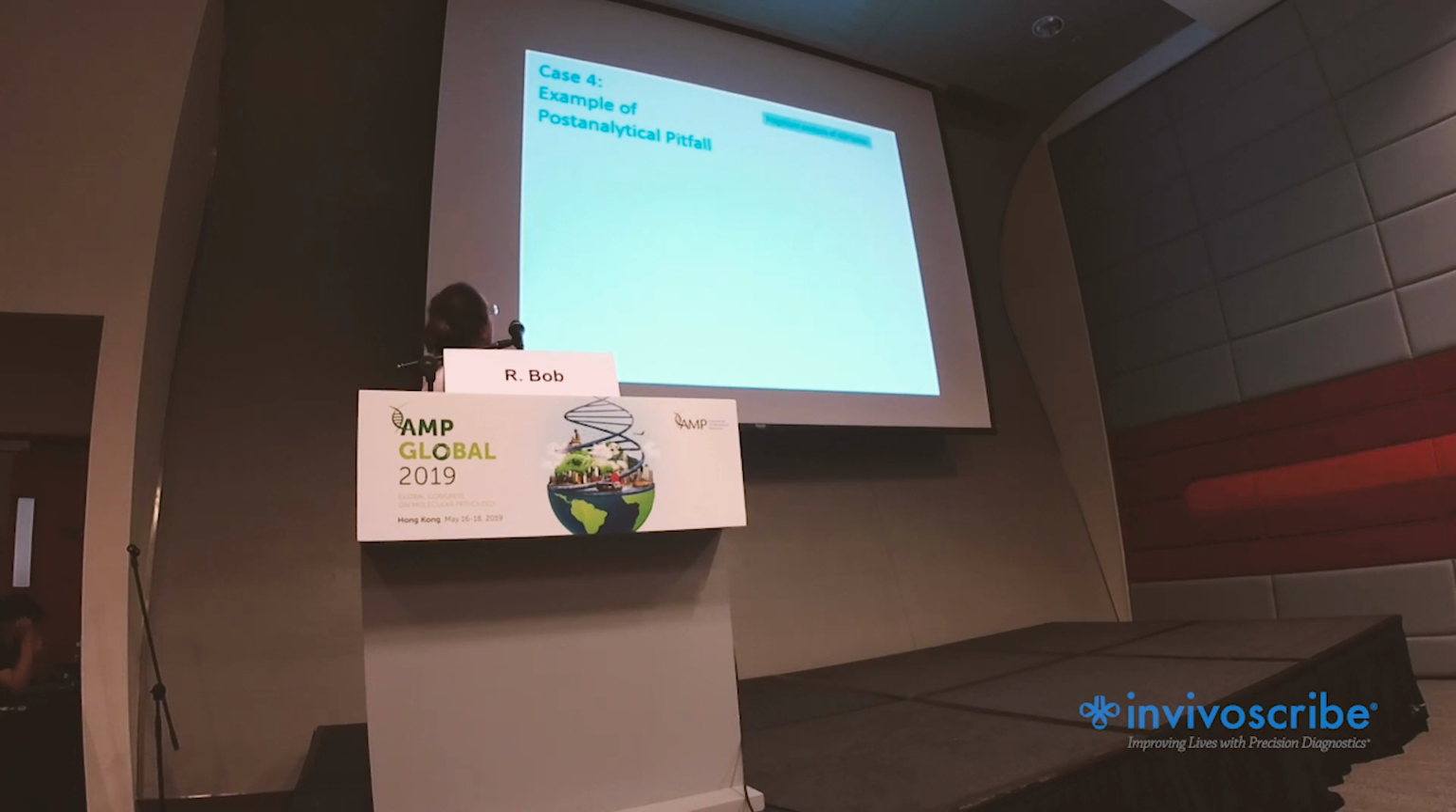So we come now to case 4, an example of a post-analytical pitfall. I got a bone marrow. I do the histology, cytology, and also molecular analysis by myself. So I got the call from the clinician. He wants to have clonality analysis of a bone marrow. You see, we have a very clear-cut dominant clone in framework 1 and 2, mostly 1, and in framework 3 you see a second peak.